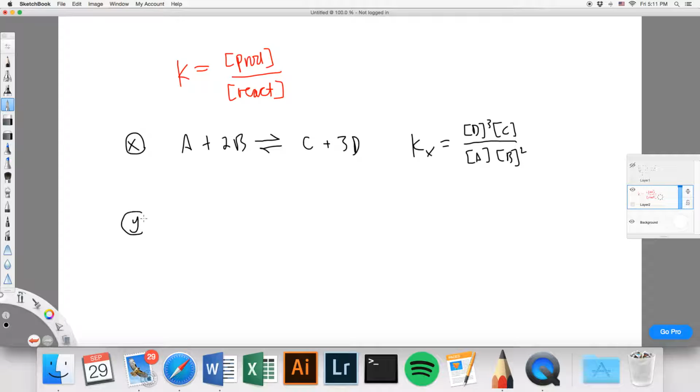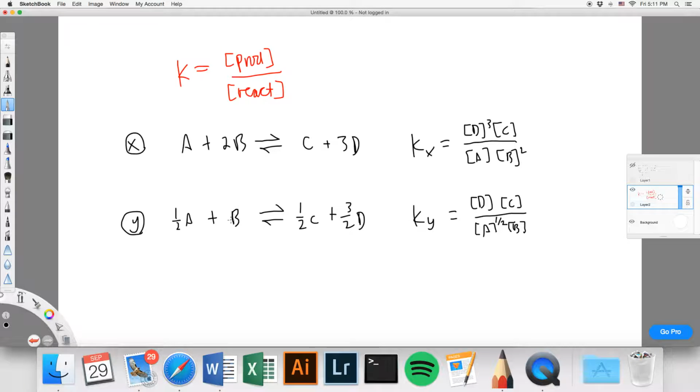All right, so let's have another reaction. Let's say in this case it's 1/2 A plus B in equilibrium with 1/2 C plus 3/2 D. What would K be? This is K of Y. It would be D, C over A, B. Okay, and A would be raised to 1/2, right? B would be raised to the 1, right? Because it's just a 1 here. I'm going to say 2/2 to make a point. Look at that. C would be raised to the 1/2, and D would be raised to the 3/2.